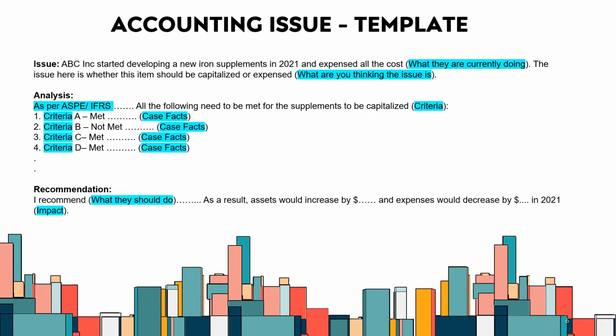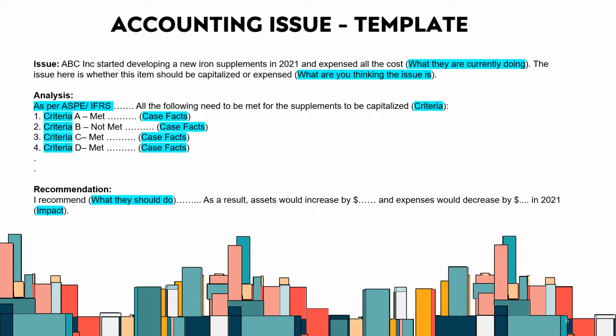Then I start my analysis and I talk about as per IFRS or ASPE. Depending on what standard you're using, you'll pick your one. And then it goes into all the following needs to be met for the supplements to be capitalized. So this is where you bring in some case facts and some criteria. The criteria, you could either memorize it or you can get it from the handbook. Case facts, you're obviously going to find them in the case. And then you're going to just go through each one and say they're either met or not met.